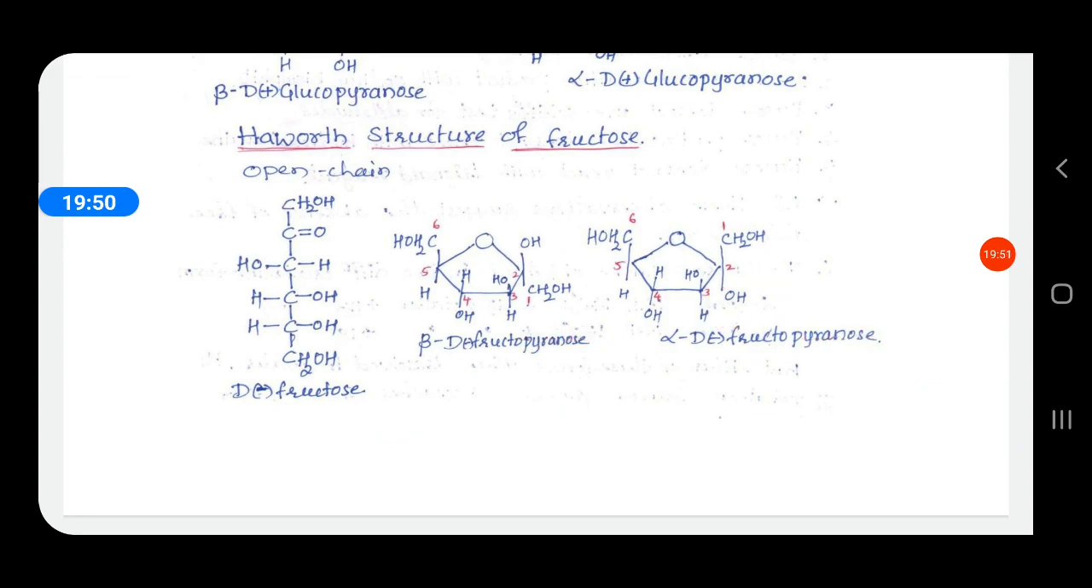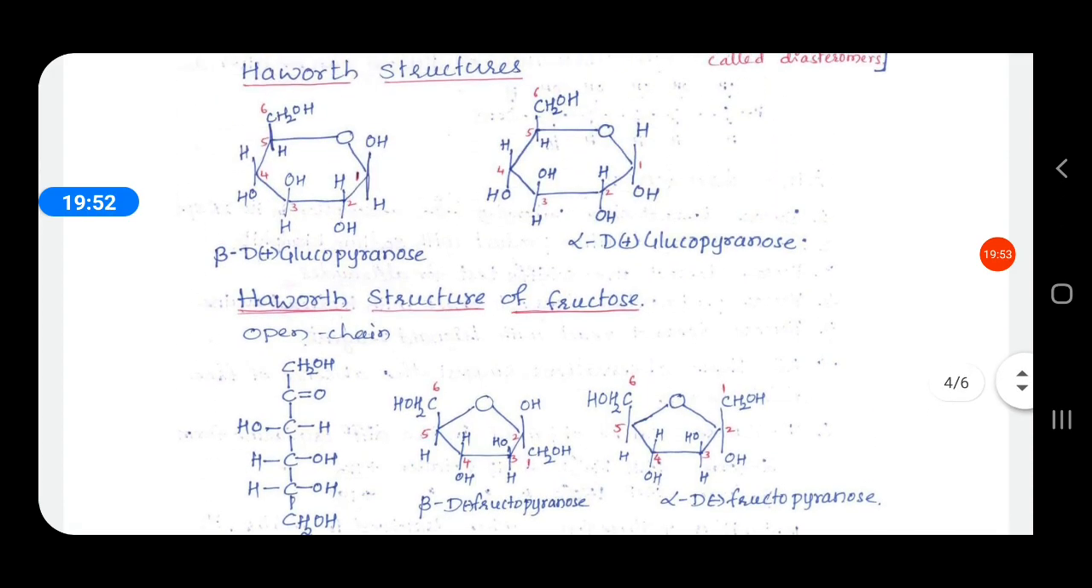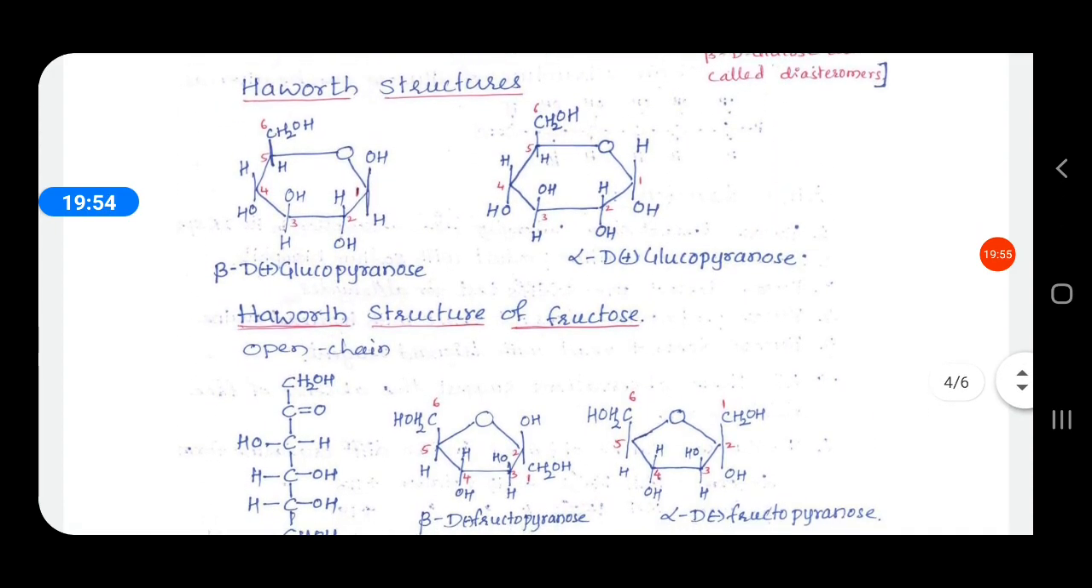So here we discussed the Haworth structures of glucose and fructose. How can we write these Haworth structures? For that I have explained one, the structure of glucose. I have discussed the complete structure of glucose here. Depending on that, you can write the Haworth structure for glucose. Similarly, the Haworth structure for fructose.